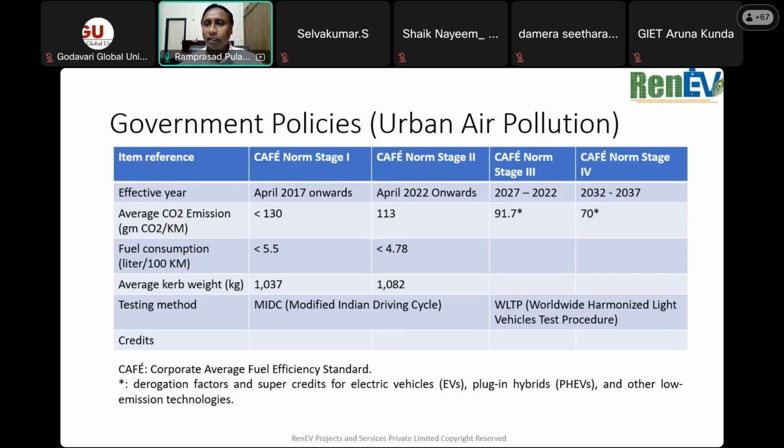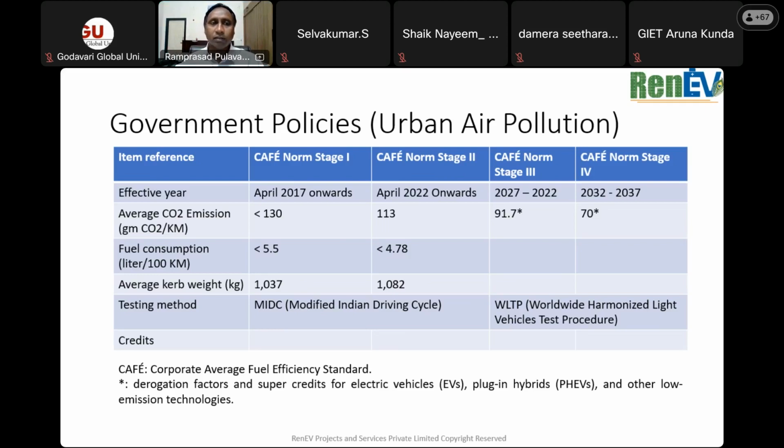So the Government of India's policy is not restricted to electric vehicles alone. They are talking about electric vehicles, plug-in hybrids, and other low emission technologies like natural gas or liquefied natural gas or compressed natural gas. So such sorts of fuels. Please download the CAFE norm stage 3 and kindly review it. It is a very interesting document. You will find out new things in that particular document.